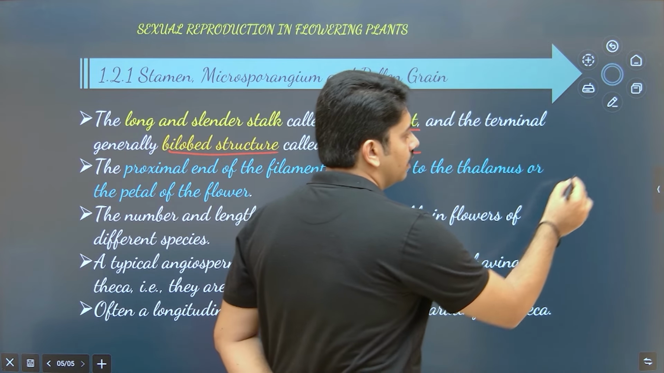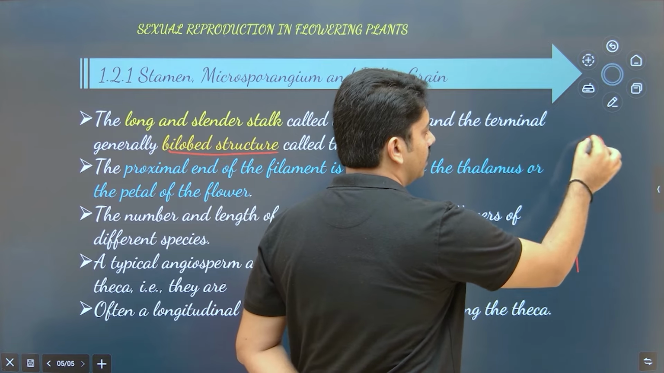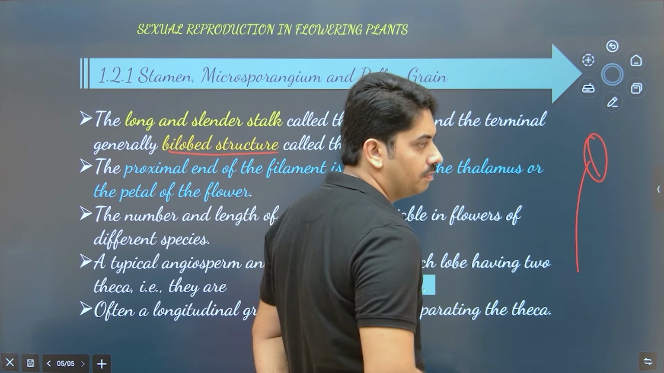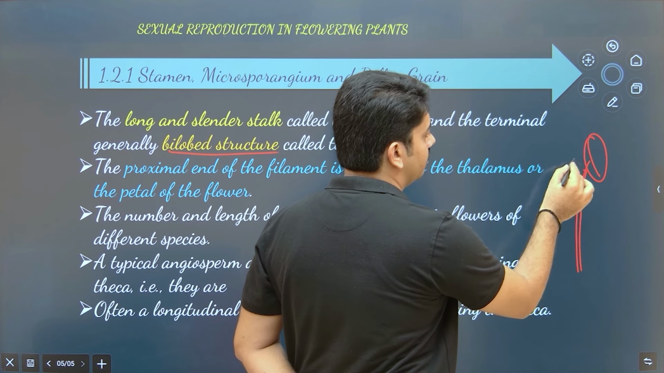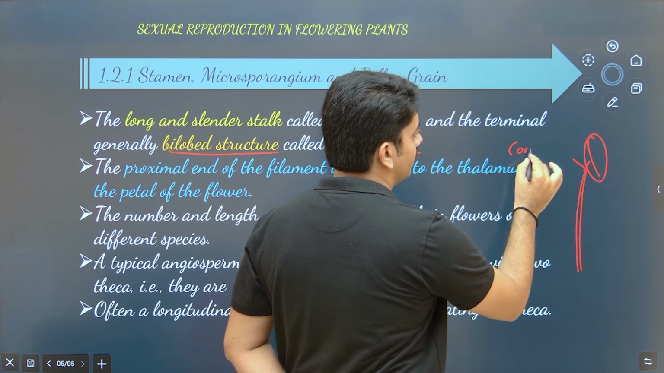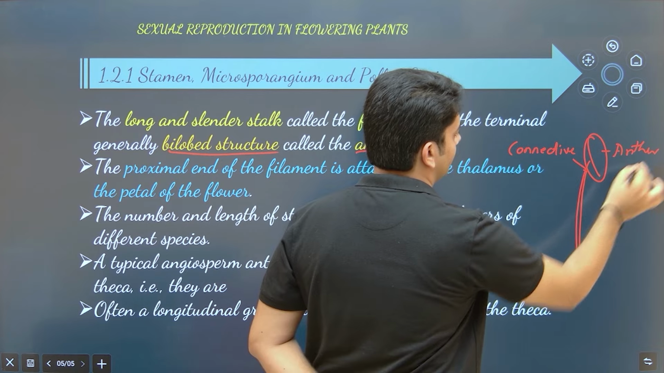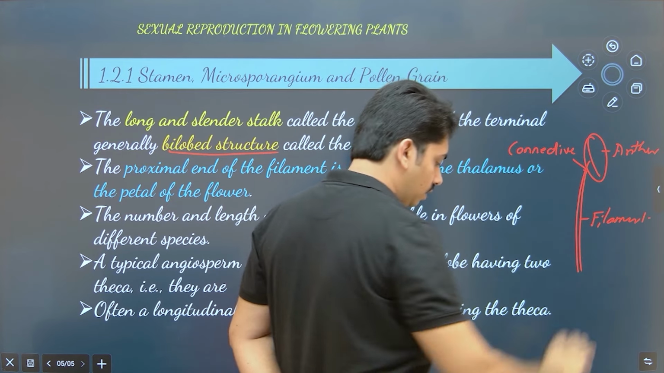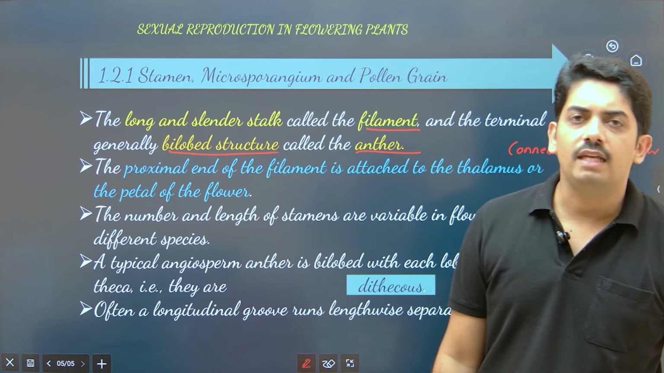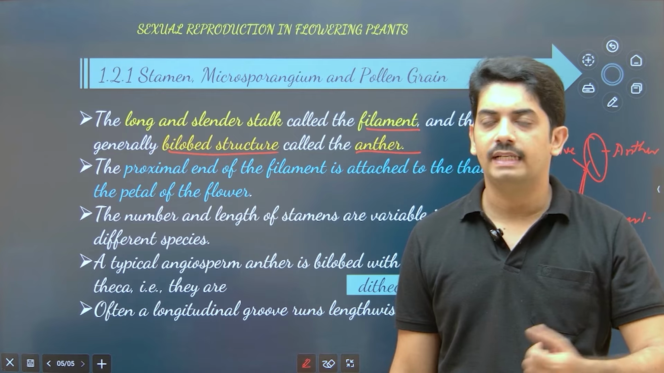Here, like this, a slender filament is present, here a lobed anther is present, and the filament and the anther are connected by the connective. Okay, this is the anther, this is the filament. Now here there is one very important statement which is usually asked in competitive exams.